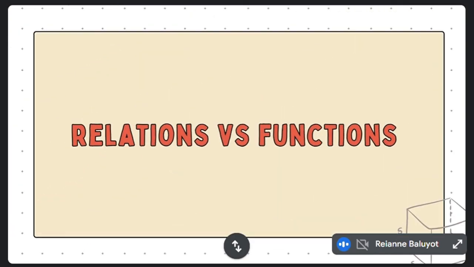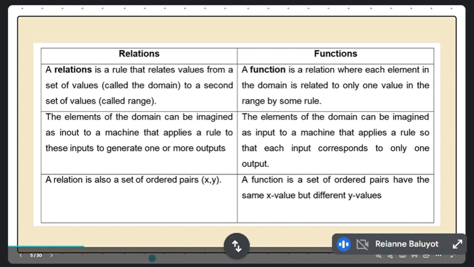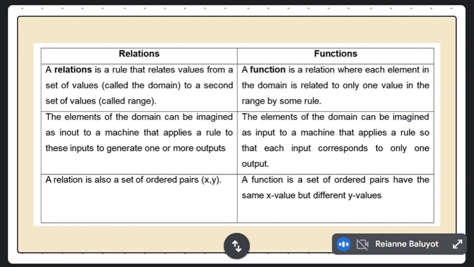Let's start by differentiating relation versus function. Okay, so we have here a table for us to simply differentiate the difference between relation and function. First, a relation is a rule that relates values from a set of values called the domain to a second set of values, which is the range, while a function is a relation where each element in the domain is related to only one value in the range by some rule.